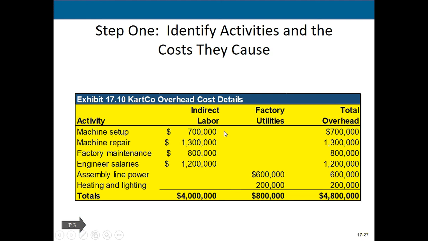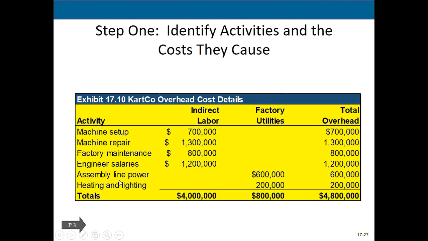Machine setup costs $700,000, machine repair is $1.3 million. The factory maintenance activity costs us about $800,000. Engineer salaries cost us $1.2 million. Assembly line power costs us $600,000. Heating and lighting costs $200,000. So there's the $4.8 million applied to each activity.